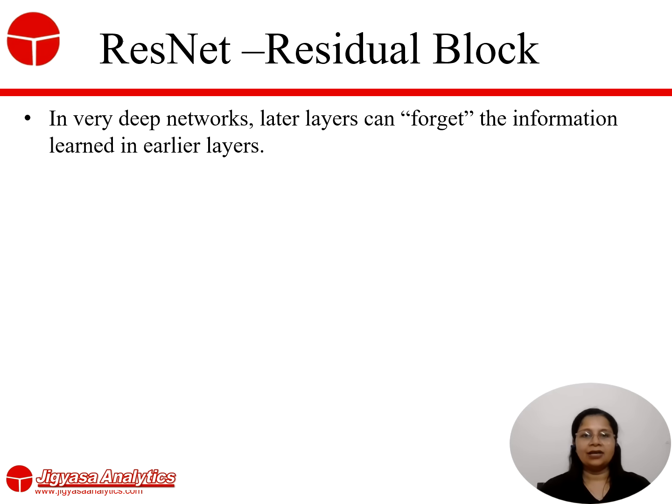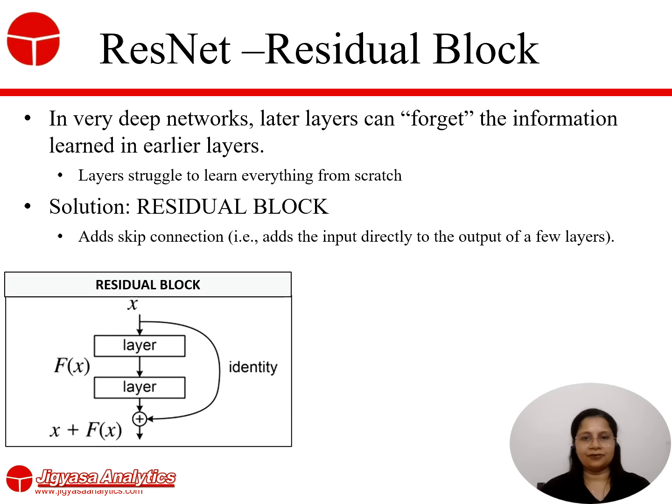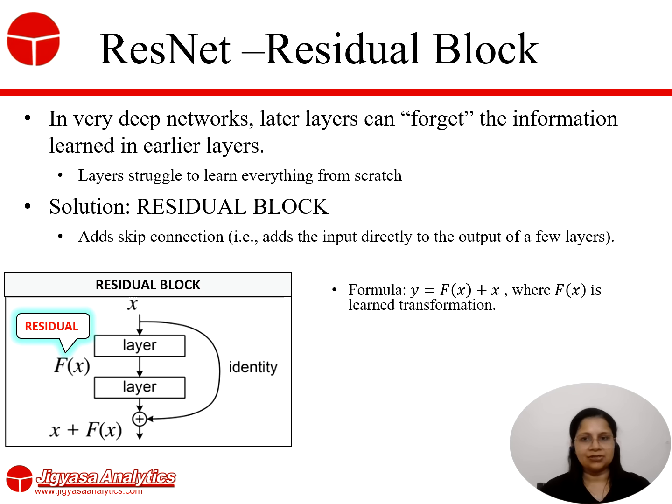Here is the key idea. In a very deep network, layers often struggle to learn everything from scratch. ResNet solves this by adding skip connections that skip a few layers. Each residual block learns a small difference, or residual, instead of the full mapping. Here, f of x is the residual. This skip connection lets gradients flow directly to earlier layers during backpropagation, preventing them from vanishing. This allows us to train very deep networks effectively. The idea is so powerful that it even inspired modern architectures like transformers.